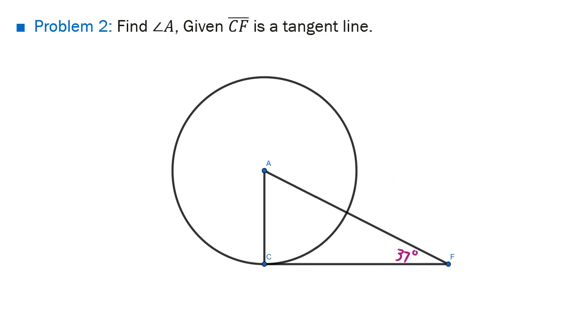Okay, problem 2. Find angle A, given CF is a tangent line. So once again, since we know that CF is a tangent line, we know angle C is 90 degrees. And we know in a triangle, all 3 angles should sum up to 180. So 180 minus 37 minus 90 would give us 53. So we'll know that angle A is 53 degrees.